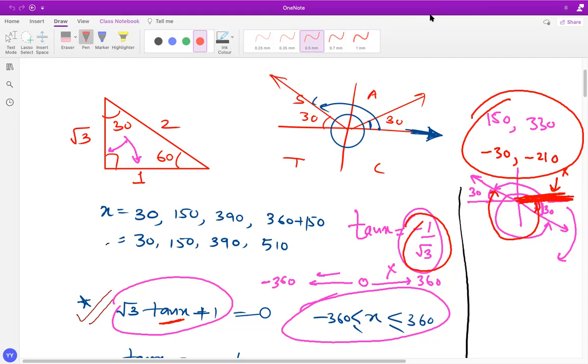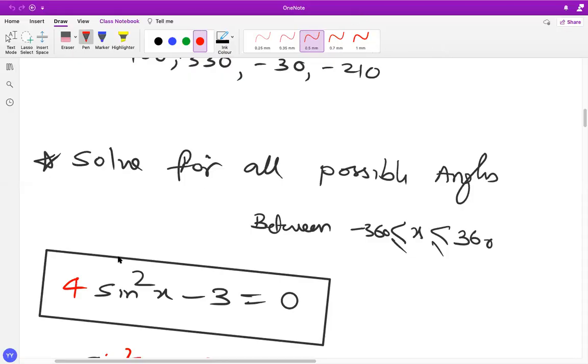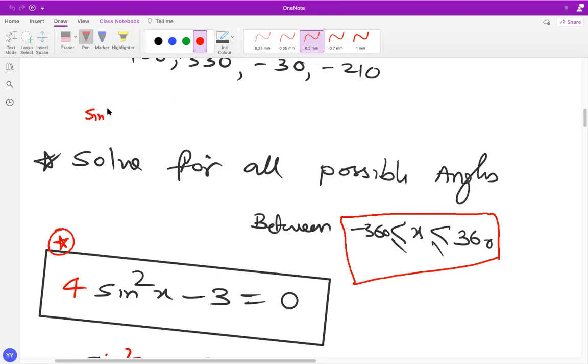So now let's take the next example, which involves slightly higher skill calculations. Okay, so the third question is to find all the possible angles between negative 360 and positive 360 for which this inequality holds true. In such a case, once again, you make a little bit of adjustment. So it's 3 over 4. And then you solve for sine x, which is plus or minus square root 3 over 2.